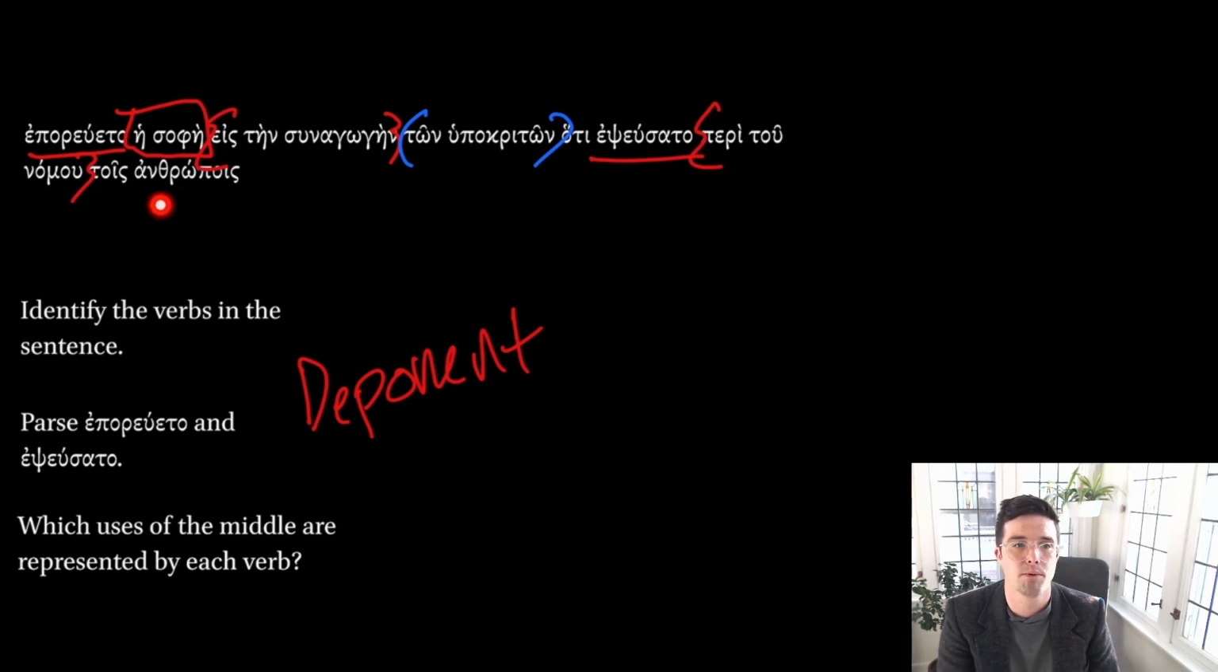Tois anthropois, to the people. And here we have this in the dative case because they are the indirect object. The lie was told to the people.